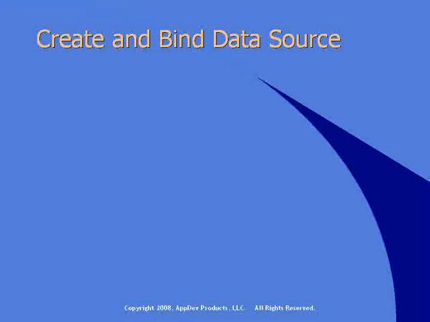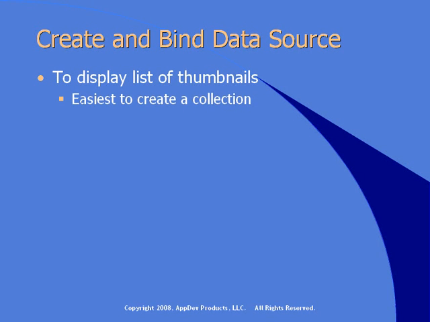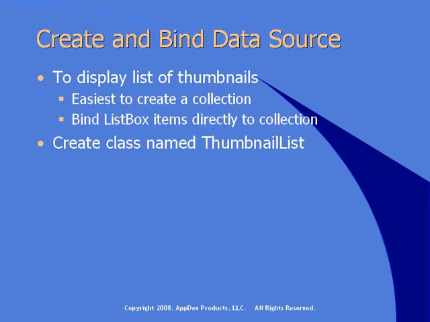One of the goals of this demonstration was to create and bind the list box on the form to display a list of thumbnails. It would be easiest to create a collection of thumbnails and bind the list box items directly to that collection. That's what we'll do. We'll create a class named Thumbnail List, and that class will provide the collection we need.